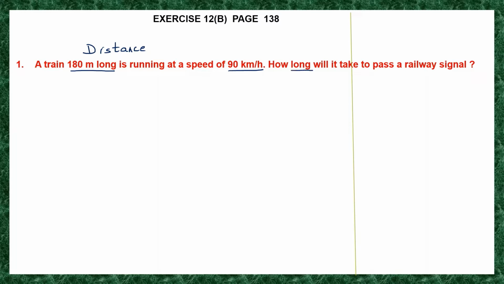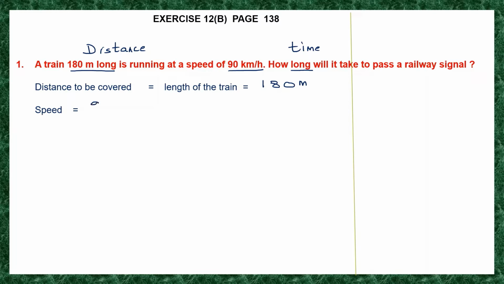How long will it take? That means we need to find the time. How long will it take to pass a railway signal? So distance to be covered is the length of the train, which is 180 meters. Now the speed of the train is 90 kilometers per hour.